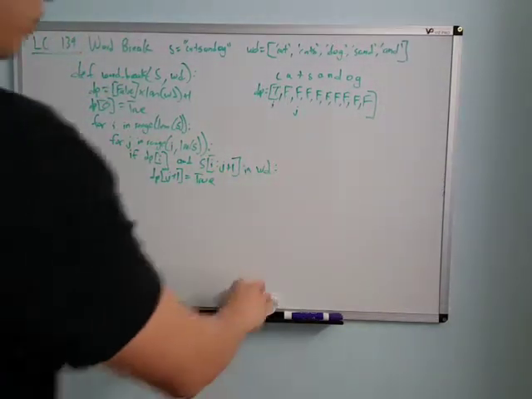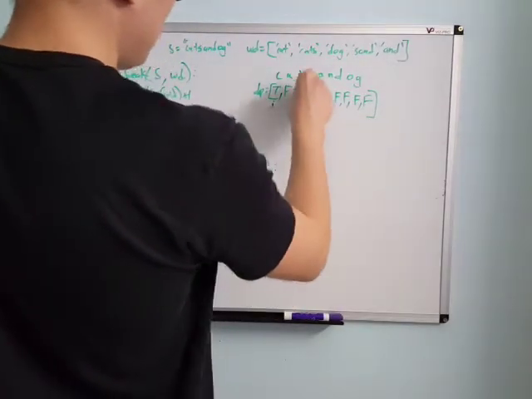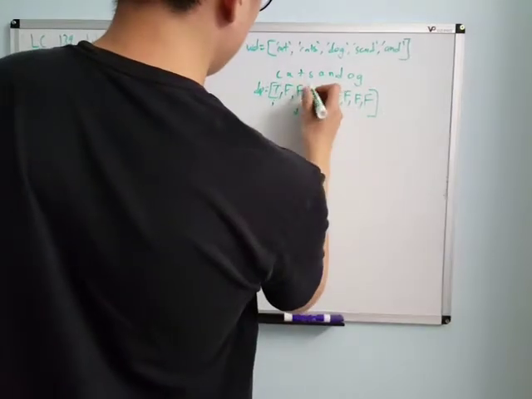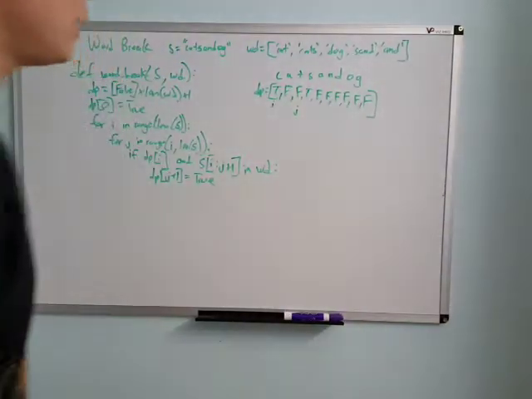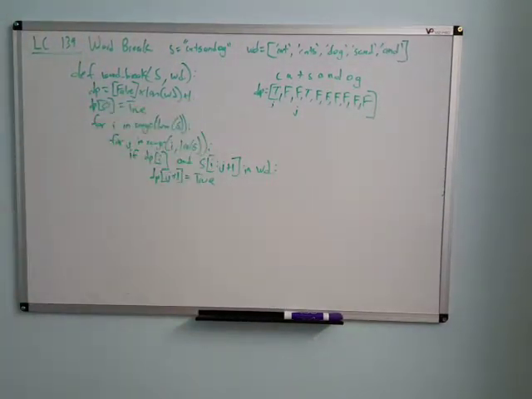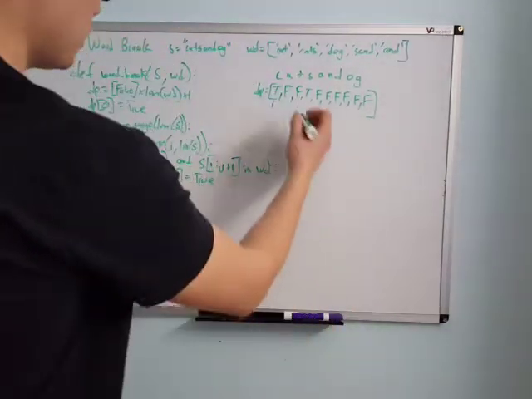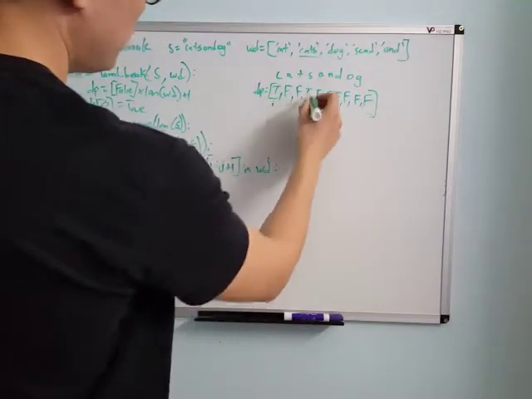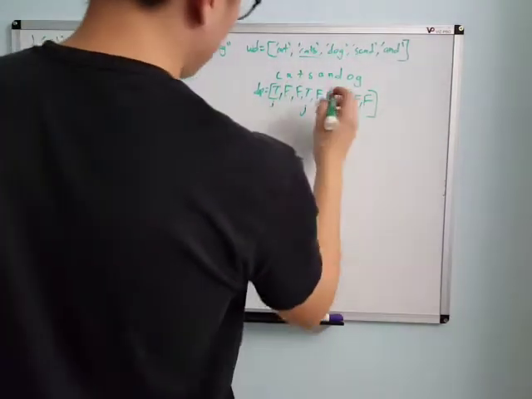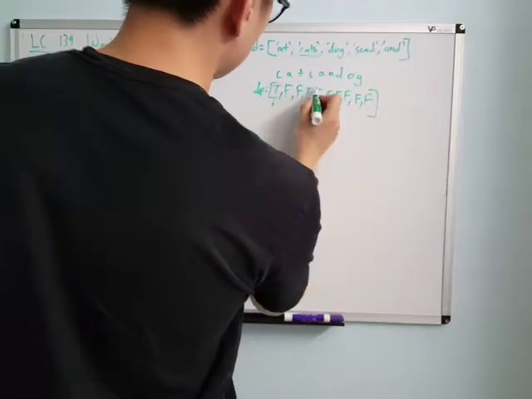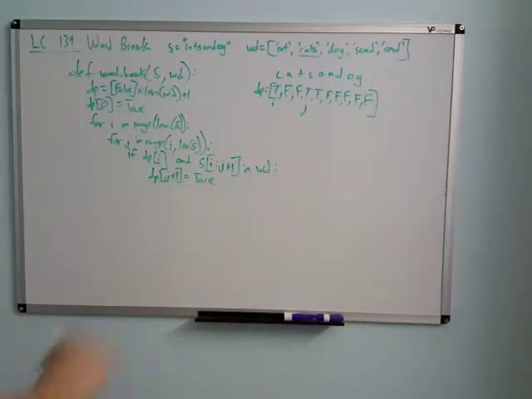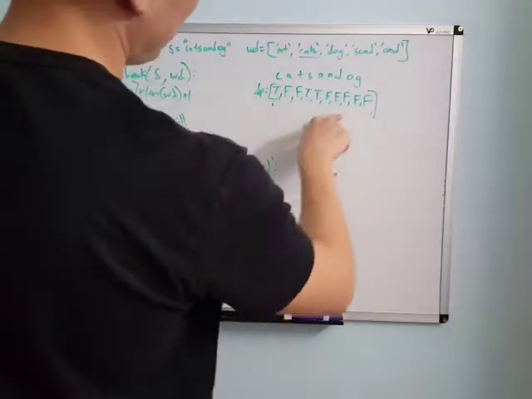So now this is true, which denotes that this is where a segmentation occurred. And then we're also going to iterate j once over to here, because cats is also in our word dict. So we'll set this also to true. Right? And then we're going to keep going, growing j all the way to the end.